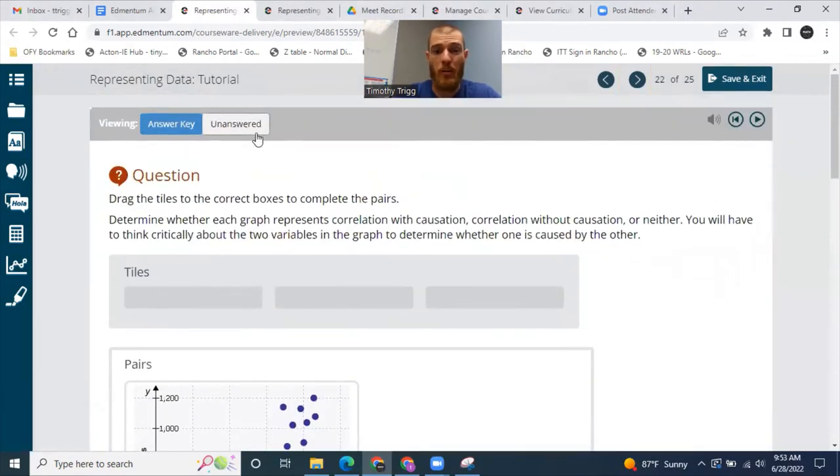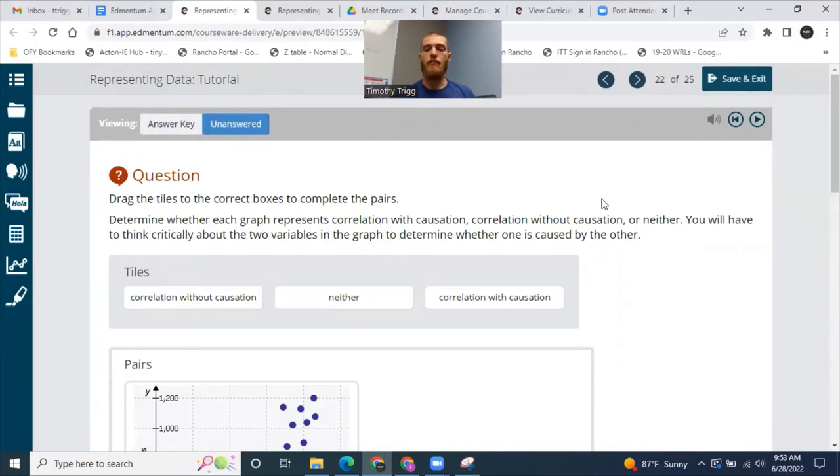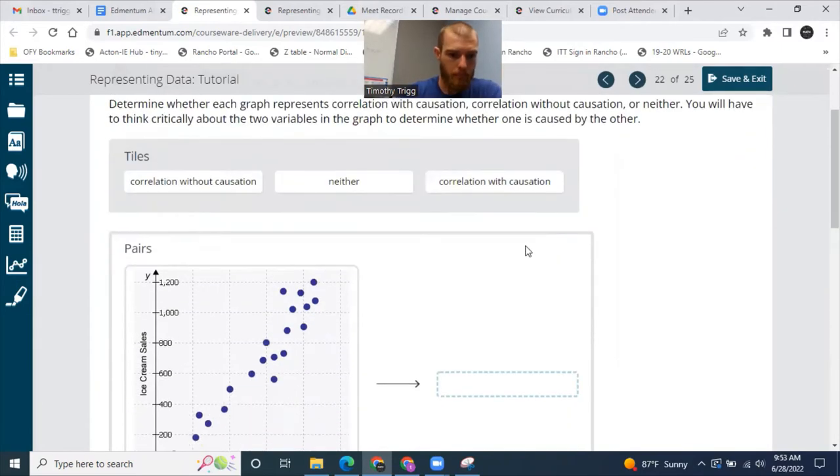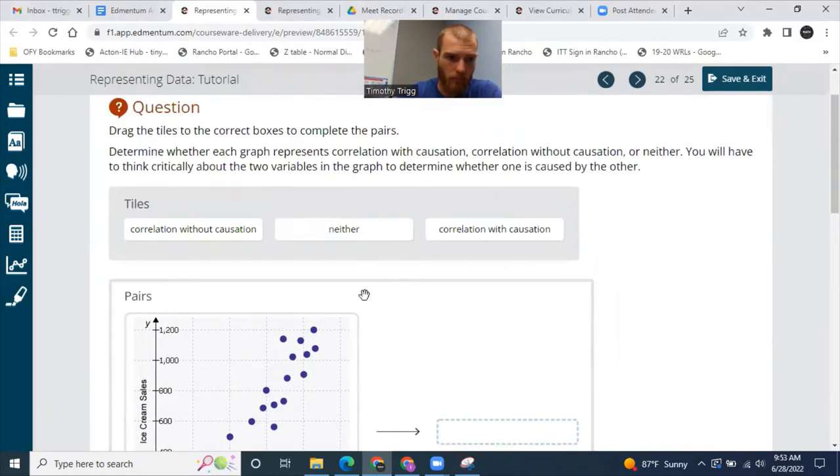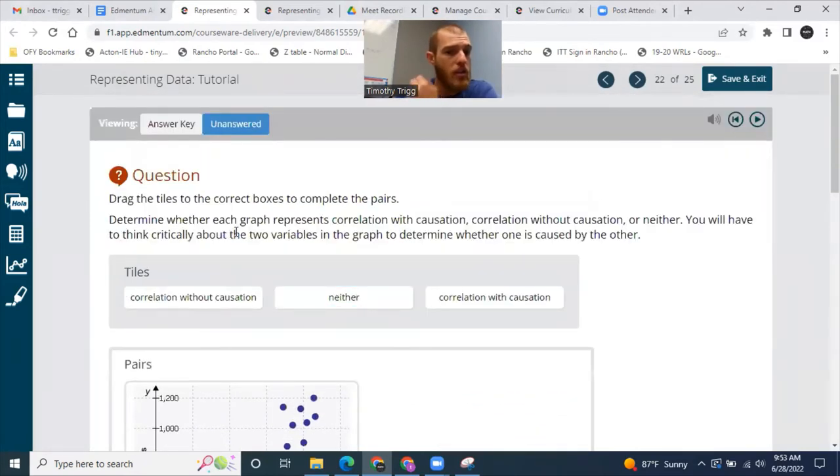So one key important concept that you need to understand is the difference between correlation and causation. So two variables could be correlated, but that doesn't mean that they cause each other. Now, some things are correlated and they cause each other, and some things are correlated, but they don't cause each other. So let's look at some examples here. All right, determine whether each group represents a correlation with causation or correlation without causation or neither. You have to think critically about the two variables in the graph to determine whether one is caused by the other.